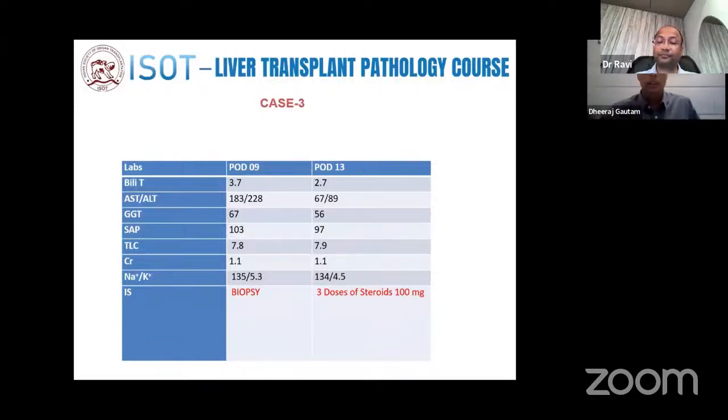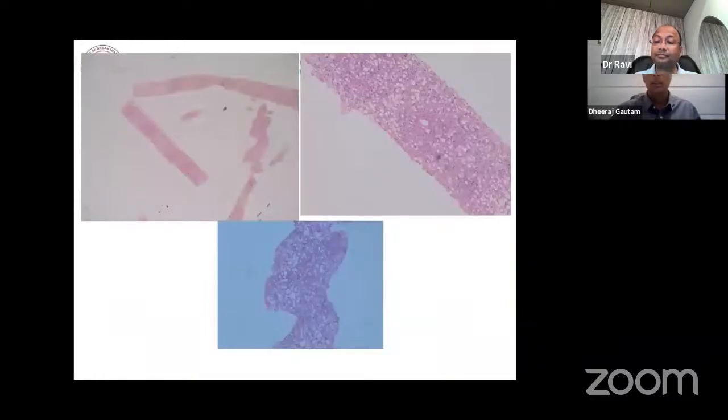So the patient was given 3 doses of steroid, 100 mg. Not much steroid was given, because if you give the steroid, then it will again affect the ischemia. So the patient settled from 3.7 to 2.7, AST/ALT settled, GGT, alkaline phosphatase, TLC, everything was settled in this case.